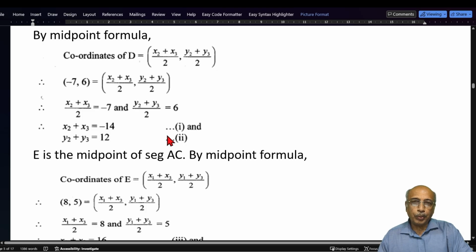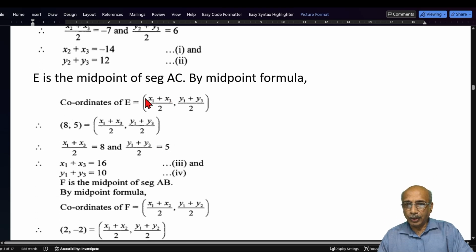Now, these are equation number 1 and 2. Here you will come across that each equation is in two variables, different variables are there. We will relate them later on. E is the midpoint of segment AC by the midpoint formula. Again, the coordinates of E equal the midpoint of the other two points, and (8, 5) are the coordinates.